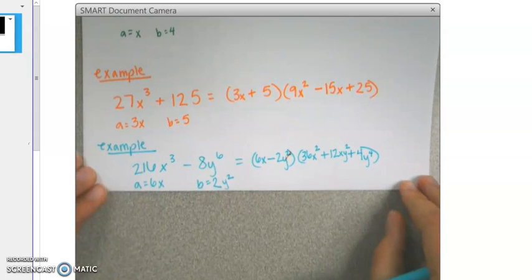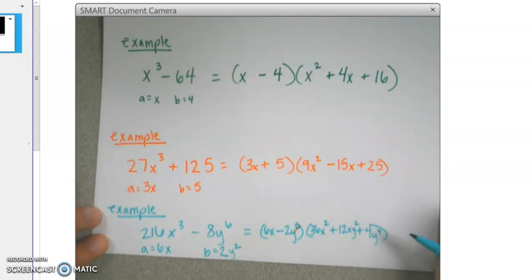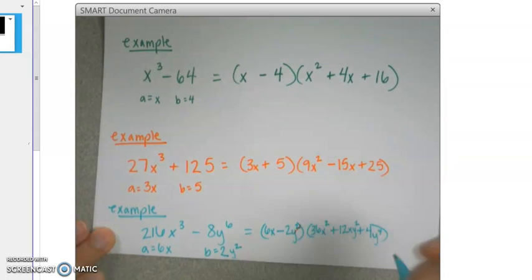I don't know if you're going to come across any hard ones. I don't think they get quite this hard, but just in case, now you know what they look like. So that is all for sum and difference of cubes.